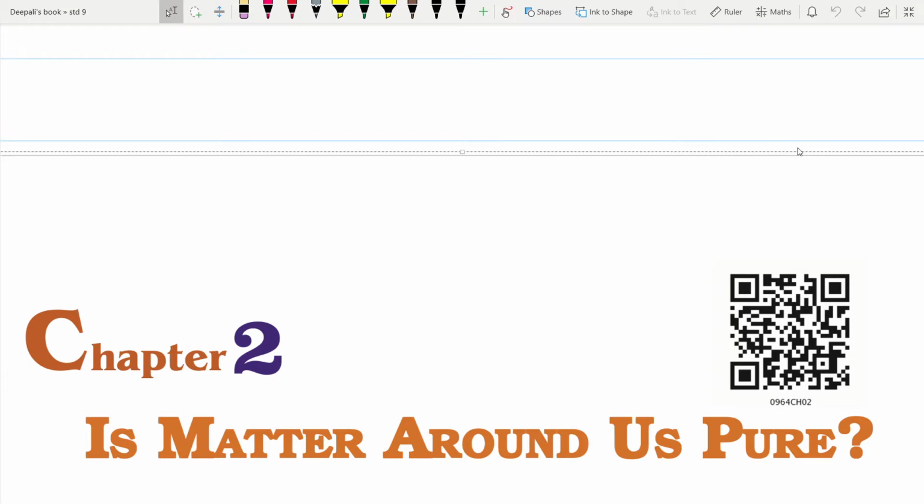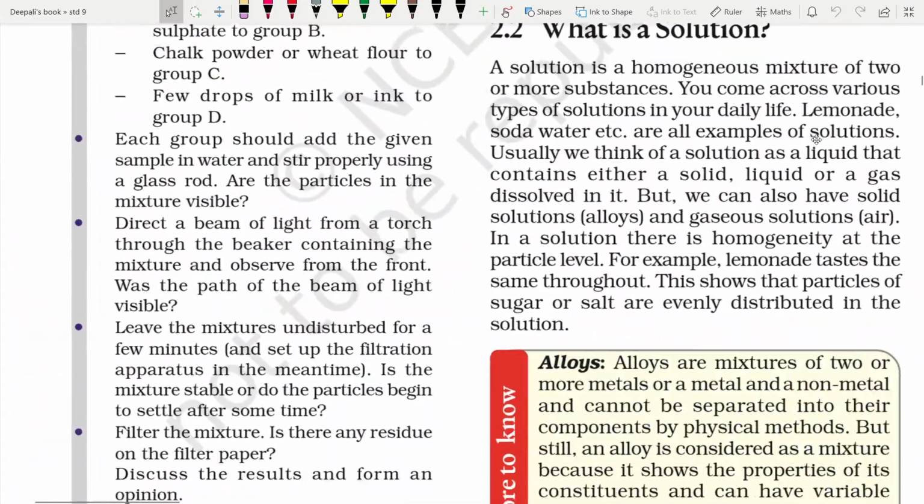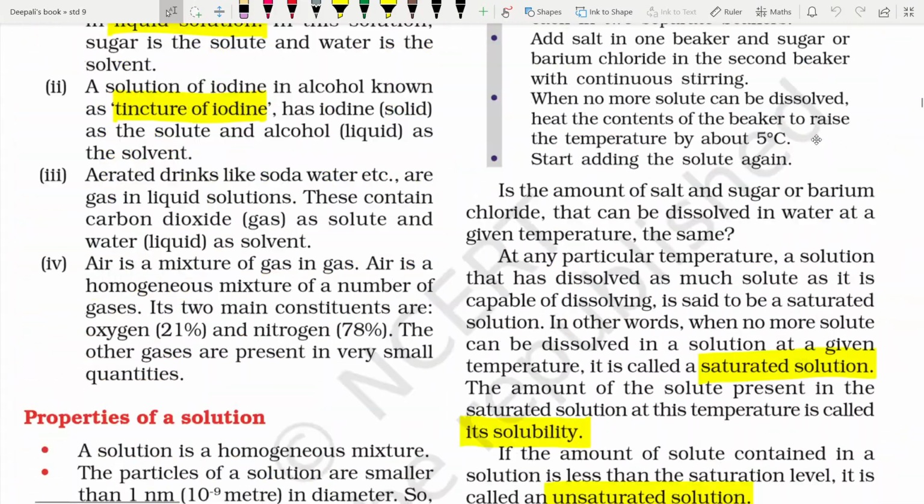E-Chemistry class, Fatima Convent High School, Class 9th, Chapter 2, Is Matter Around Us Pure? Today in this session, we are going to see two more important methods for separation of mixtures.